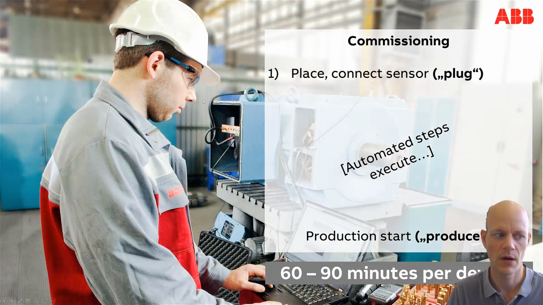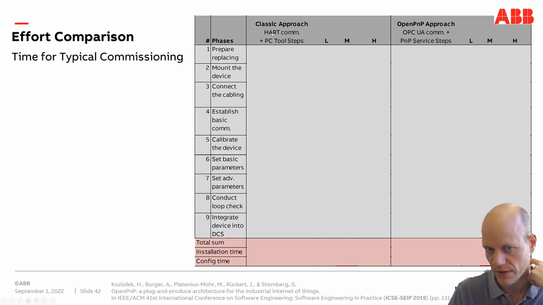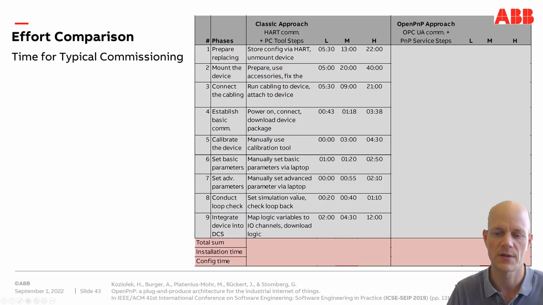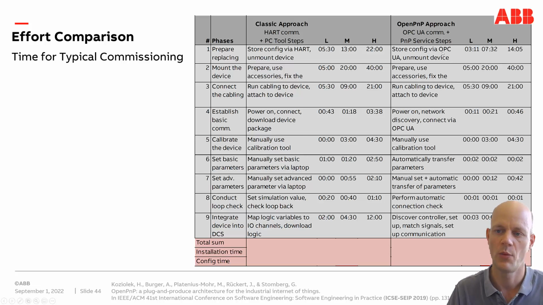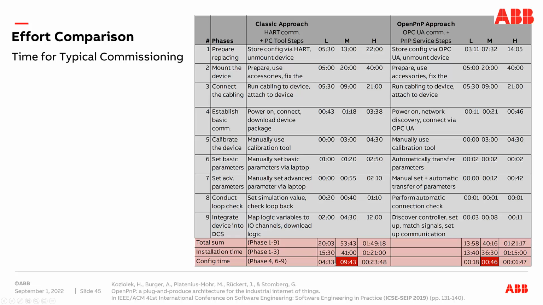So now we wanted to check how much can we speed up actually the commissioning. So the process of placing, connecting the sensors until the production start. And our aim was to get that down to 10 seconds. So we did a comparison between the classical approach and said, okay, we have like 9 different steps of the commissioning, which we see typically. And we also had estimations from domain experts how long these steps take. And then we compared that to our OpenPNP approach and measured also the times based on our prototype. To cut things short, you can read up the details in the paper. The configuration time in this scheme from step 4 until 6 to 9 reduced from 10 minutes in the manual approach to approximately 46 seconds in the automated approach.